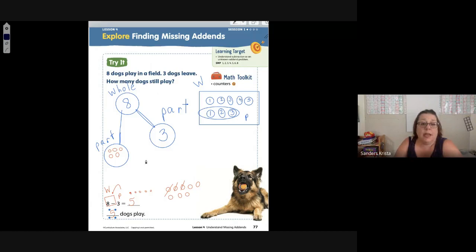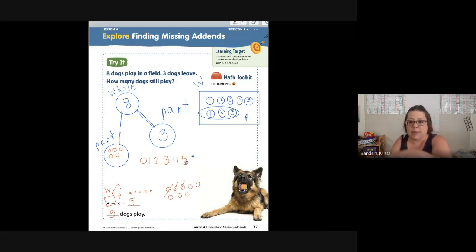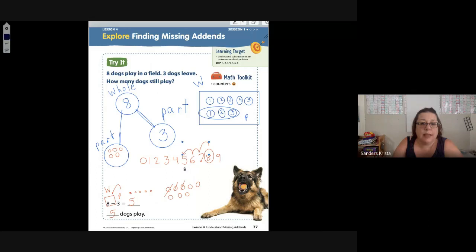Okay? We can also look at it on a number line. So if I make a number line, 0, 1, 2, 3, 4, 5, and they call a number line a number path in Ready Math. It's the same thing. Okay, 6, 7, 8, 9. Okay, we'll just go to 9. So if there are 8 dogs playing in the field, I'm going to circle 8, and 3 go away, we can count back 3. 1, 2, 3. And what do I land on? I landed on 5. So I could count backwards to the number 5. Just another way to look at it.